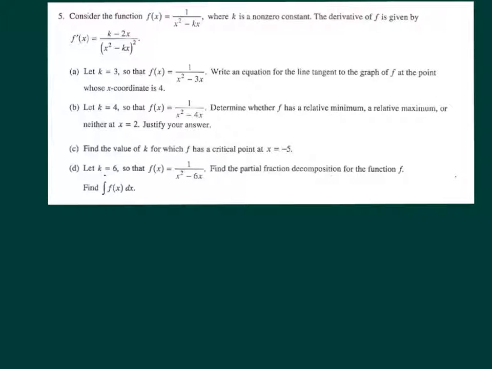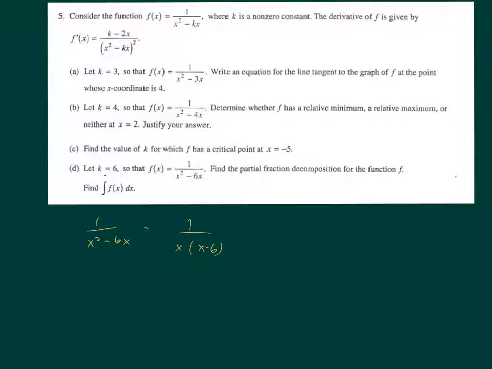Part D, k is equal to 6. Find the partial fraction decomposition of that, and then use that partial fraction decomposition to find the integral. So again, remember with partial fraction decomposition, you're going to want to factor. 1 over x squared minus 6x is equal to 1 over x times x minus 6. So use that, get your decomposition, and then go and integrate that. In this case, you get 4 points: 2 points for the partial fraction decomposition, and 2 points for your antiderivative.